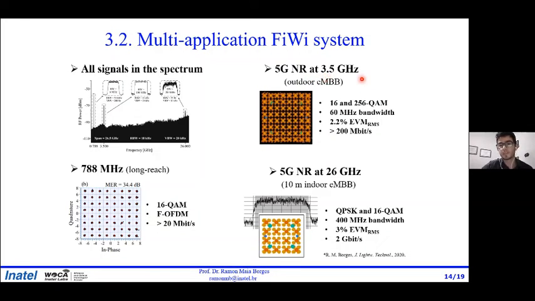At 3.5 gigahertz, we have transmitted the 5G radio standard. And we have achieved more than 200 megabits per second of throughput. And EVM, error vector magnitude, has met the 3GPP requirement for the 5G radio standard. The same occurs for the 5G radio at 26 gigahertz. We achieved 2 gigabits per second, and the EVM has met the 3GPP requirements for the 5G radio standard.